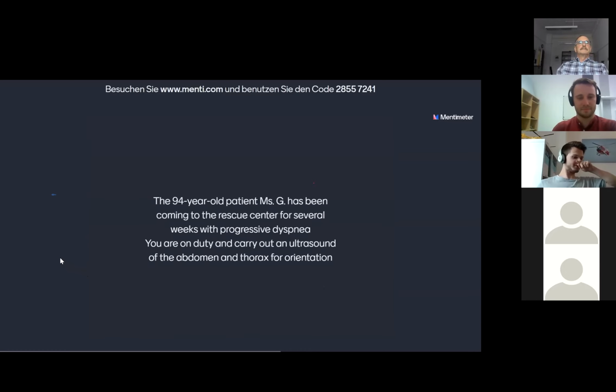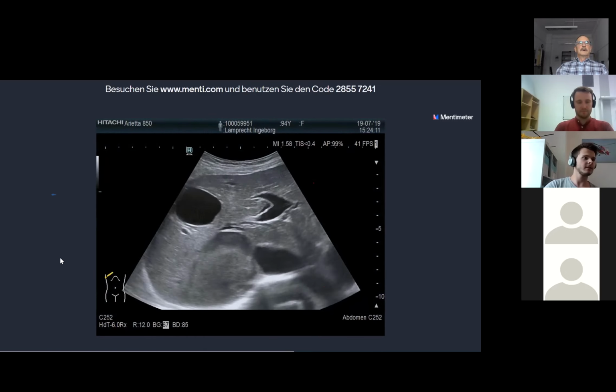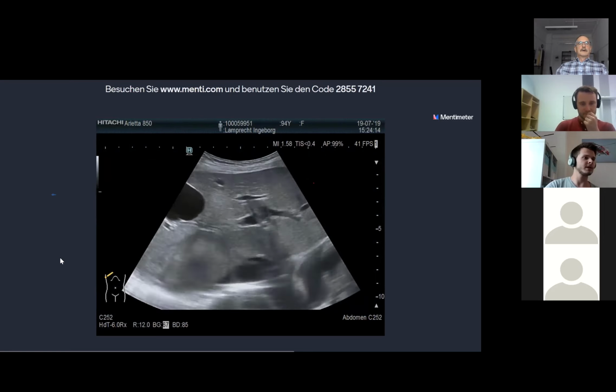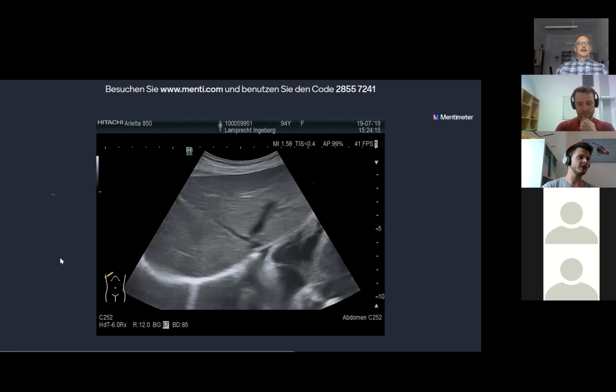Okay, so your day is also going on, and now you have a little bit older patient. Your patient is 94 years old. It's Mrs. G, and she has been coming to the rescue center for several weeks with progressive dyspnea. You are on duty and carry out an ultrasound of the abdomen and thorax for orientation. And this is your ultrasound loop of Mrs. G.